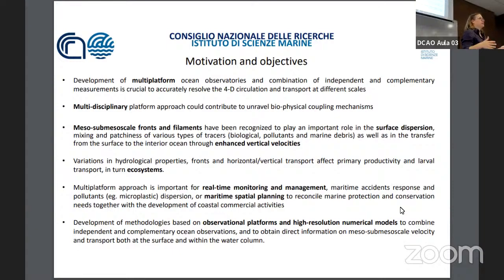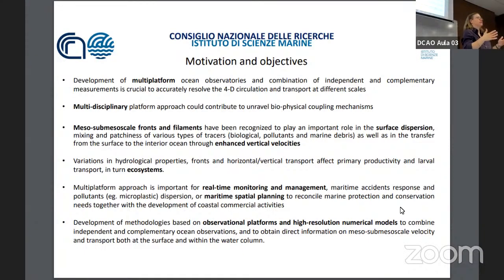In fact, mesoscale and submesoscale features are known to play an important role in the surface dispersion of tracers, such as pollutants or biological particles. And they are also very important in the exchange in the vertical, so in the different layers of the ocean.